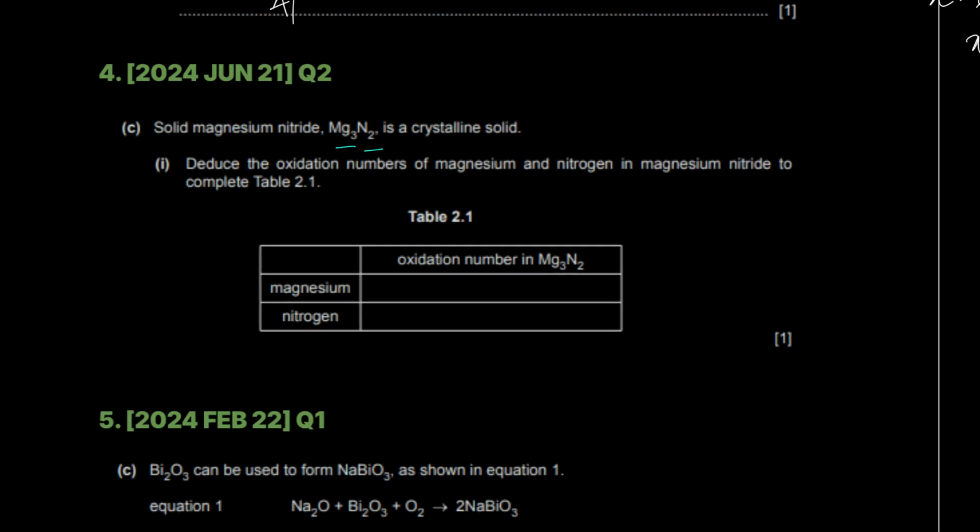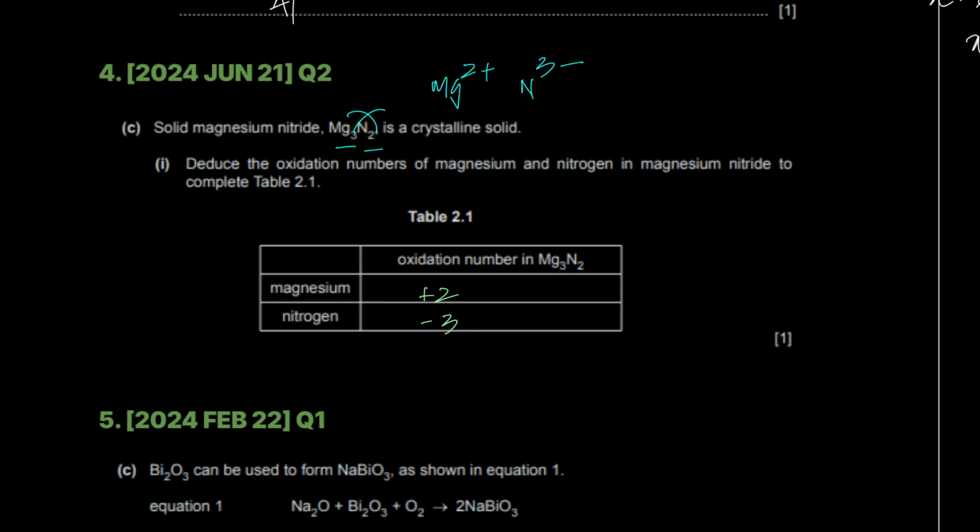So Mg3N2. You could take this 2 back up, take this 3 back up, and say Mg had a charge of 2 plus and N had a charge of 3 minus, and therefore the oxidation number of magnesium is plus 2, and for nitrogen is minus 3. In some marking schemes it's written like plus 2 or minus 3 like this. I don't recommend writing it like this.